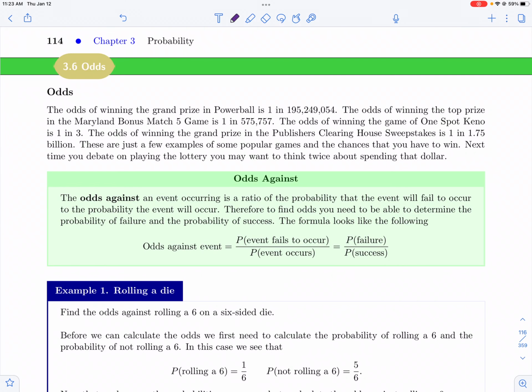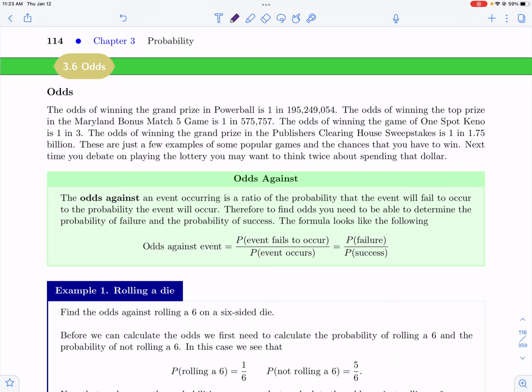So finally, our last section of chapter 3, and this is probably going to feel like a breath of fresh air compared to the last sections with our fundamental counting and permutations and combinations. In this case, we're talking about what are called odds. Again, if you've played any kind of lottery things, and I've given some examples, you've got some different odds that you'll see.